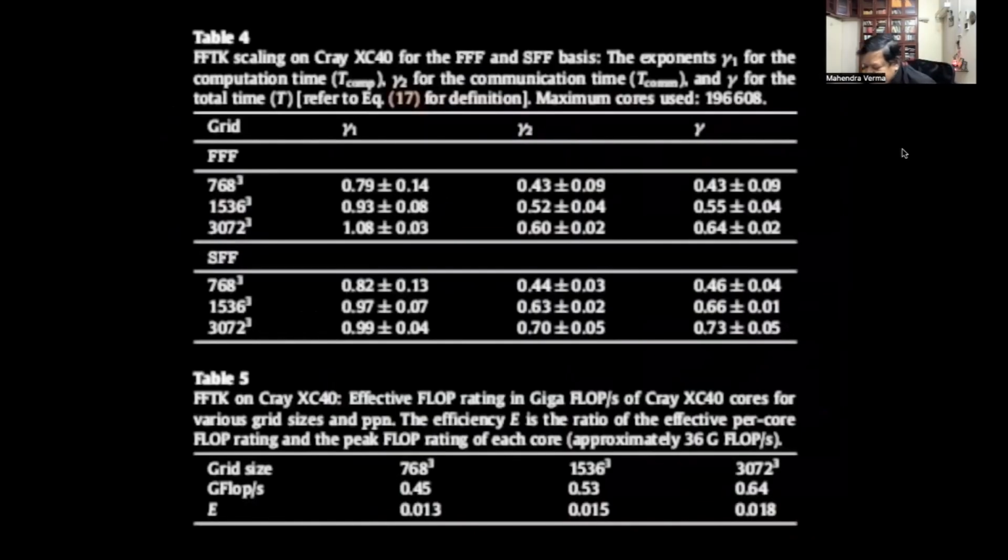Now, these are the slopes. I don't want to get into all the numbers, but you can see that gamma 1 was computation, and this number is not very good, but 0.93 and 1.08. This number is around 1. Gamma 2, which is for communication, is 0.5 to 0.6. Okay, sometimes it's 0.7. So this is much less than 1.